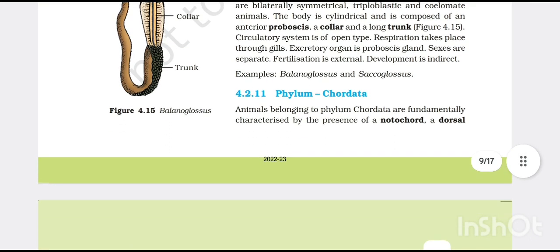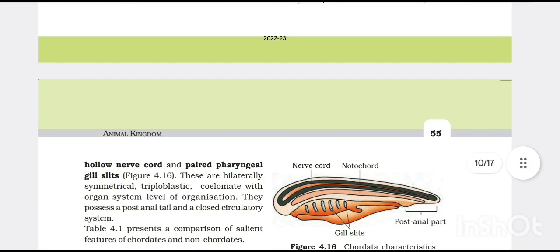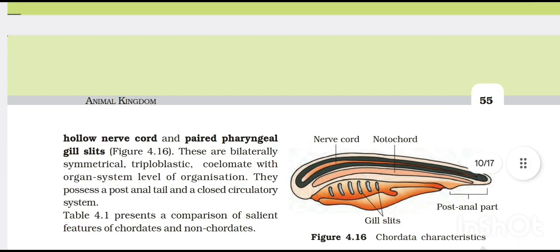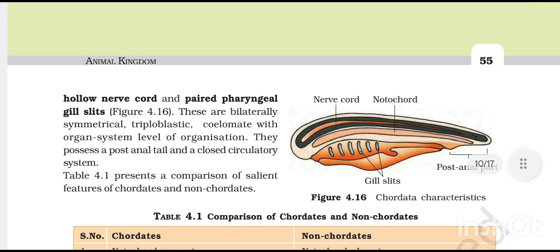Then phylum Chordata. Animals belonging to phylum Chordata are fundamentally characterized by the presence of notochord, a dorsal hollow nerve cord and paired pharyngeal gill slits. These are bilaterally symmetrical and triploblastic, coelomate with organ system level of organization. They possess a post-anal tail and a closed circulatory system.